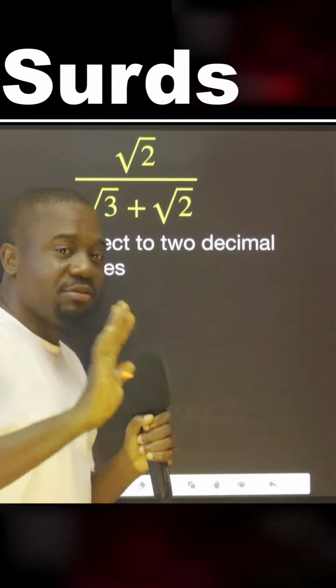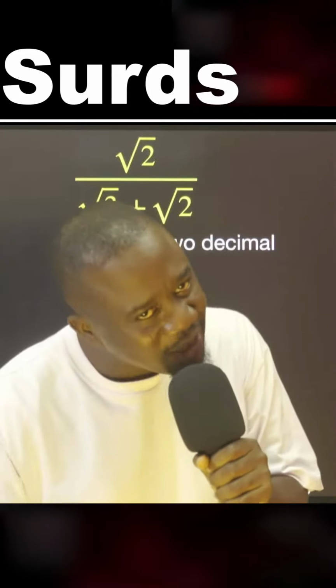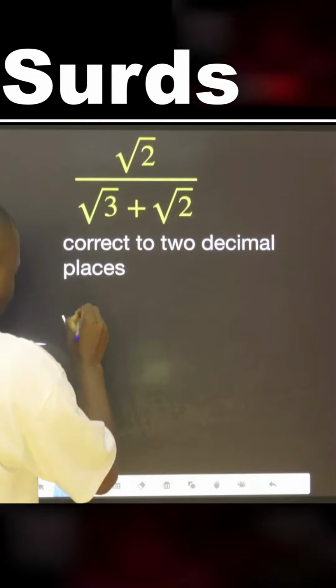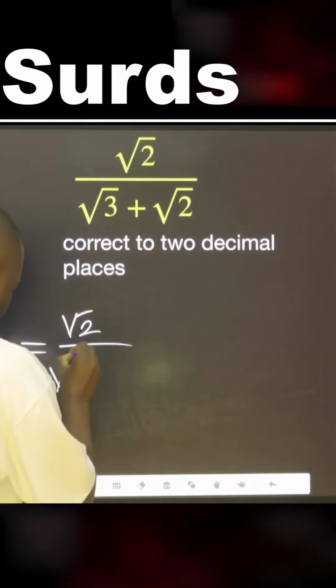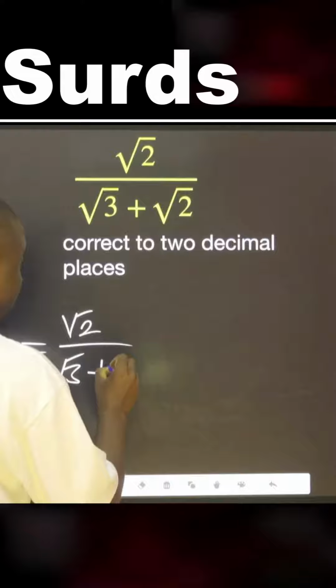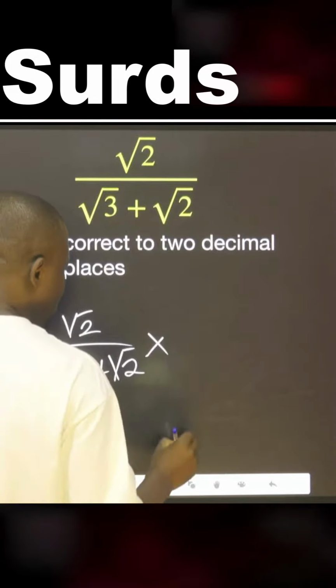Whenever you see this, rationalize the denominator. That is the first step. Don't waste time. Equal to square root of 2 over square root of 3 plus square root of 2.